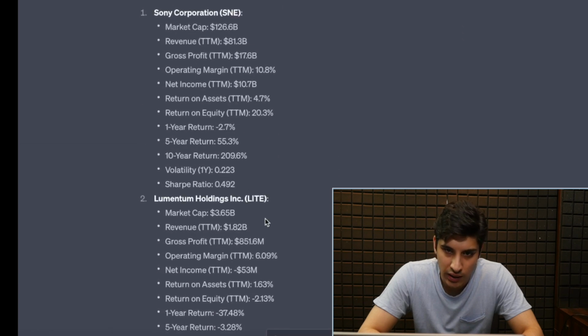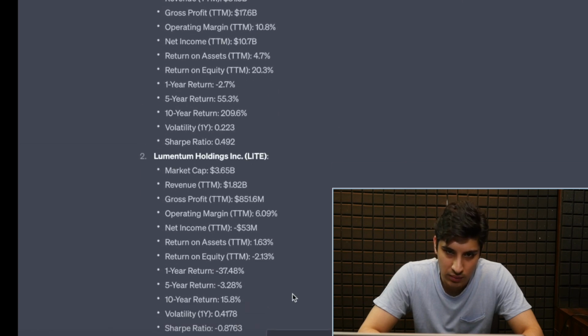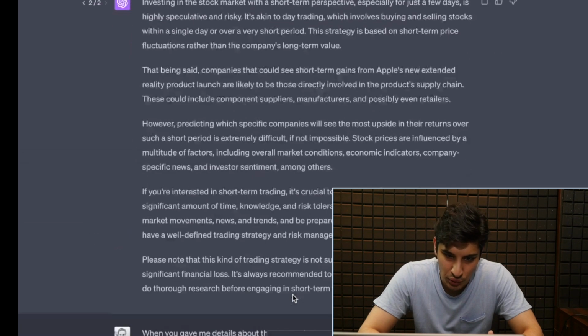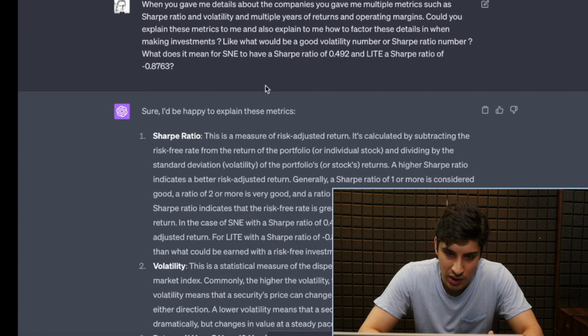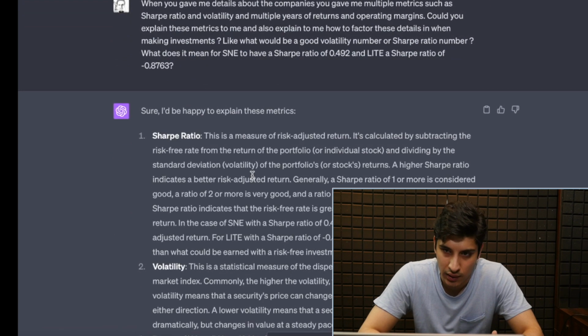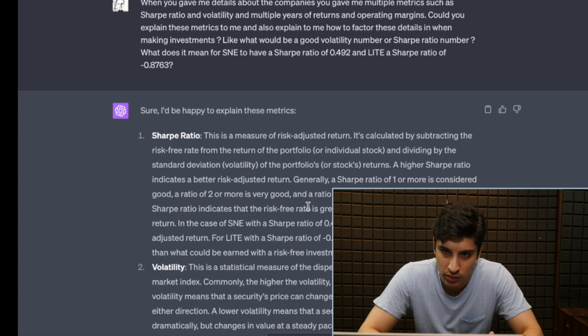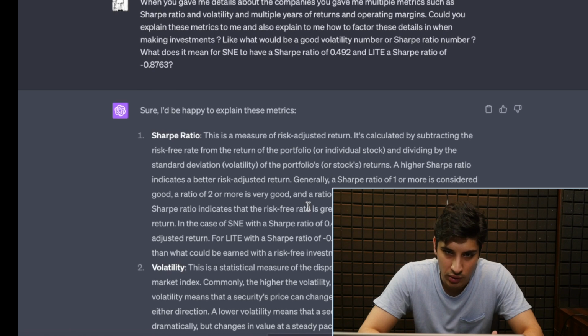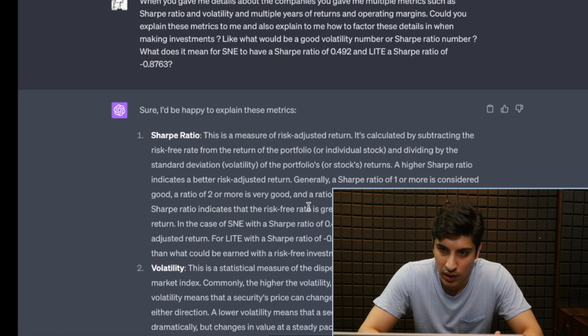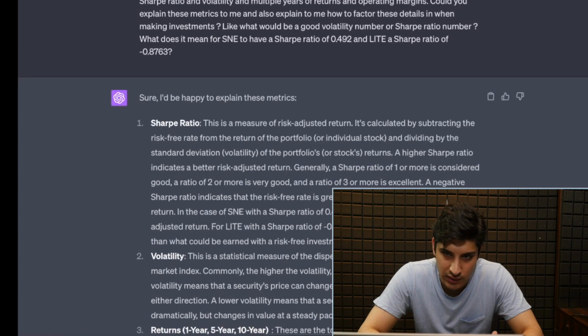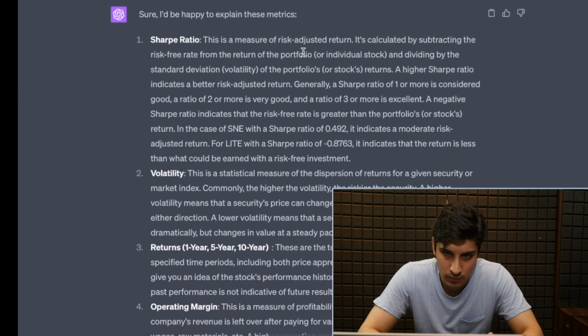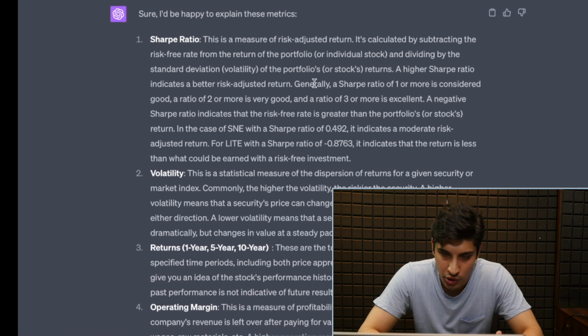Okay, so let's say if you don't understand any of these metrics that ChatGPT has provided you and you're very new to finance, you can even question ChatGPT and understand them, right? For example, I ask, can you explain what Sharpe ratio and volatility and multiple years of returns mean? What does it mean for SNE to have a Sharpe ratio of 0.492 and Lumentum a Sharpe ratio of negative 0.8763? What would be a good Sharpe ratio number?